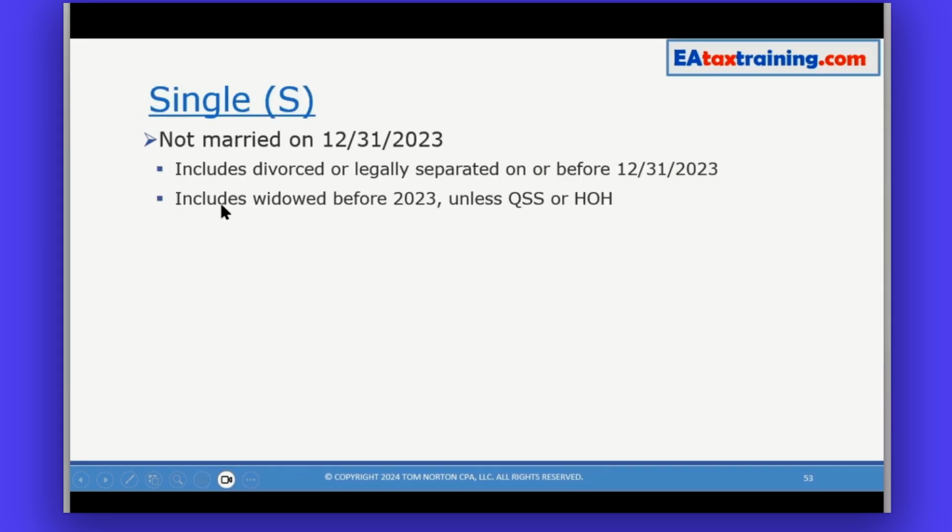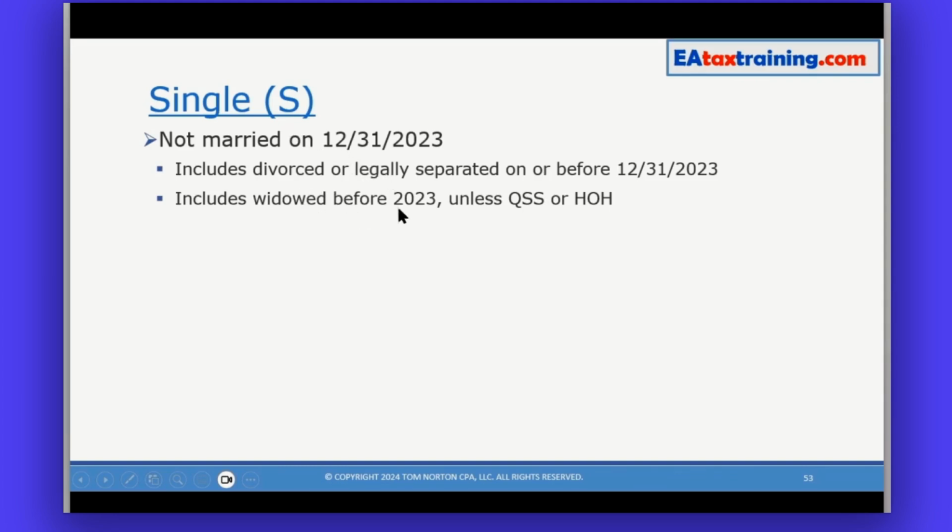So first, single. This is for someone who's not married on December 31st, 2023. And so for all of these filing statuses, we always look at what is their marital status on December 31st, 2023. So you could be married all year and your divorce is final on December 31st, 2023. You are considered single for all of 2023.